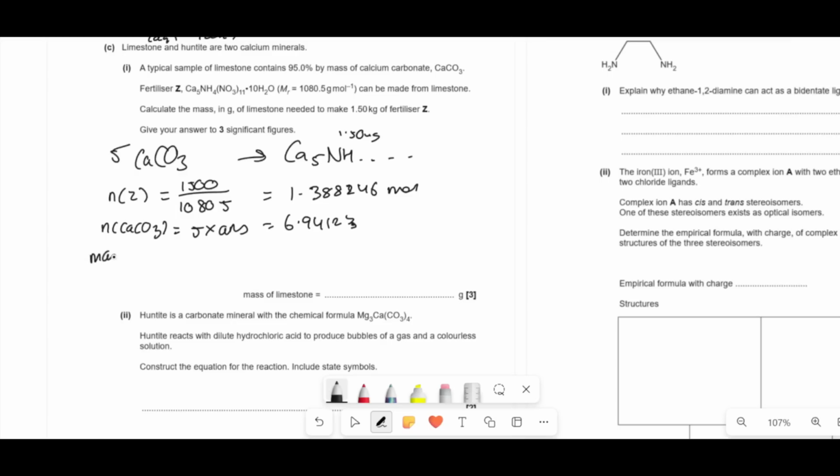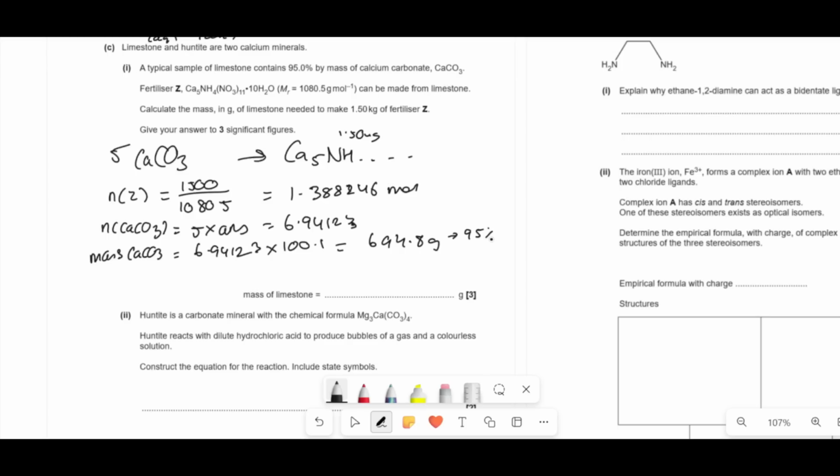So that means our mass of CaCO3, according to this equation, would be 6.94123 times its Mr, which is 100.1. If I do that, I get 694.8 grams. However, the question told you that a typical sample only has 95%. That is because if you had a typical sample of limestone, only 95% of that mass is actually the CaCO3, which then goes and reacts.